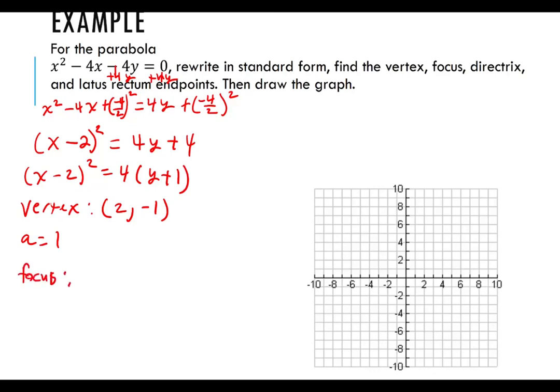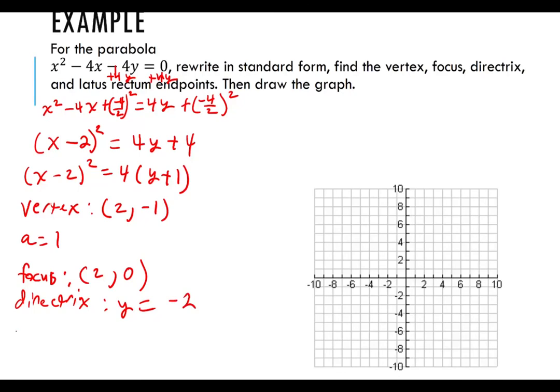Our focus is then going to be the vertex, and since the x stuff is squared, we recognize that this opens up. The focus is going to be shifted up by 1 from the vertex, and so that's going to be 2. -1 plus 1 is 0. Well, what's the directrix? The directrix is going to be the line y equals, go from the vertex and shift down by 1, and so that's going to be -1 minus 1, or -2.